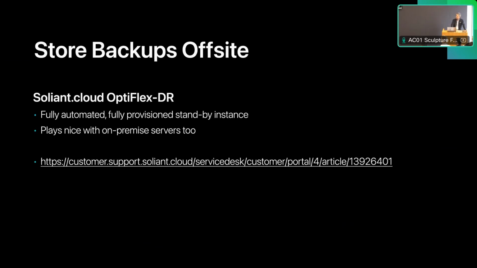Our Salient Cloud service has this offering called OptiFlex DR, disaster recovery. It's a kind of set and forget thing where you can take your server, including an on-premise server, and it'll continually back up the entire thing. So that if that server crashes in a way that isn't easily recoverable, you could within minutes have a standby instance in the cloud. Okay, so that's a little deep dive into backups.